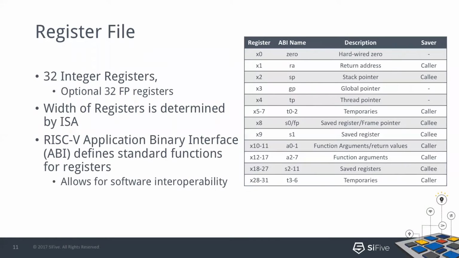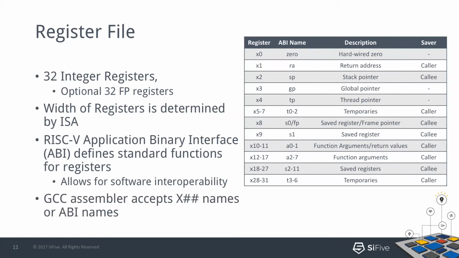The RISC-V specification also defines an application binary interface, or ABI, and this defines standard functions for registers. For example, for the calling convention for functions, the ABI defines which registers are used to pass arguments as well as return values. This is important for software interoperability. RISC-V compilers and software libraries all adhere to this ABI. If you would like your particular application or code to be compatible with calling these registers or interworking with the output of compilers, then simply following the ABI definition will give you that.